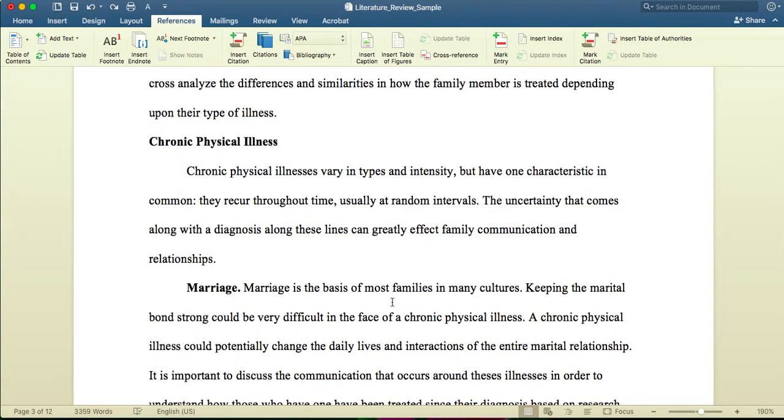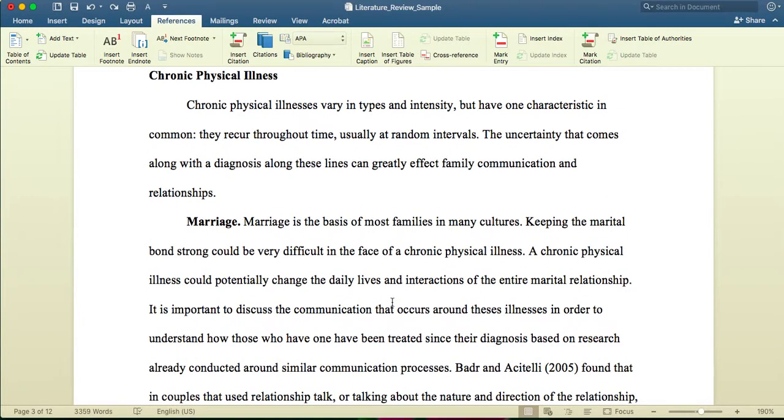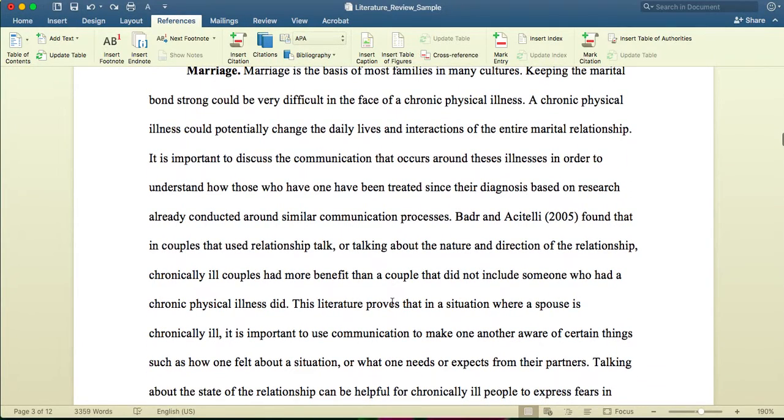Notice this heading is over here on the left-hand side, and it's bolded and even with the left margin. Then she bolds the first theme, which is marriage, and then begins the discussion. Notice that each new paragraph is indented. This paper is also double-spaced. She's using a 12-point font in Times New Roman. She's also done a spell check. Here's her first citation right here.